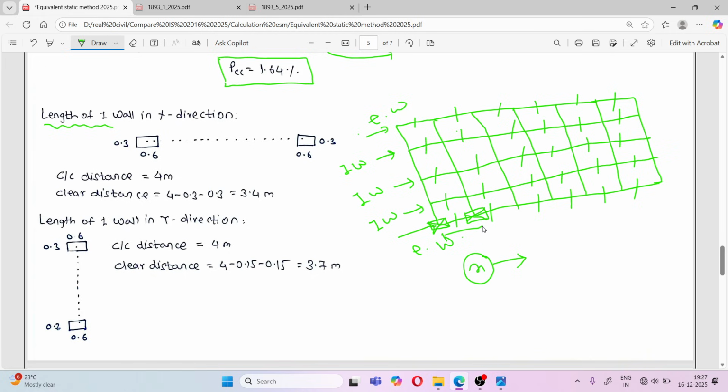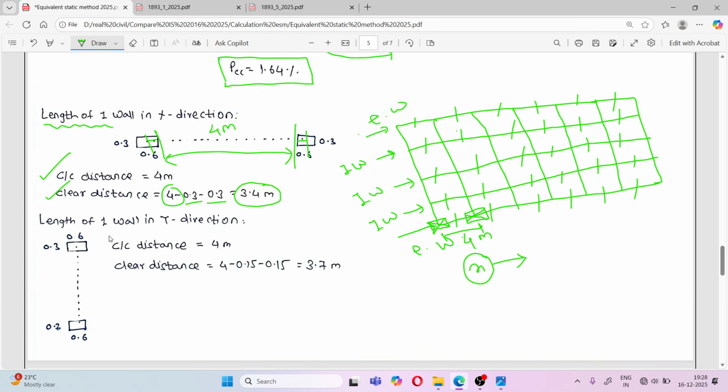Okay, and this center to center distance is 4 meter. So this center to center distance is 4 meter from this to this. So we will calculate the clear distance. Clear distance will be 4 minus 0.3 minus 0.3, meaning half of this and half of this. So we'll get this distance, which is going to be 3.4 meter.